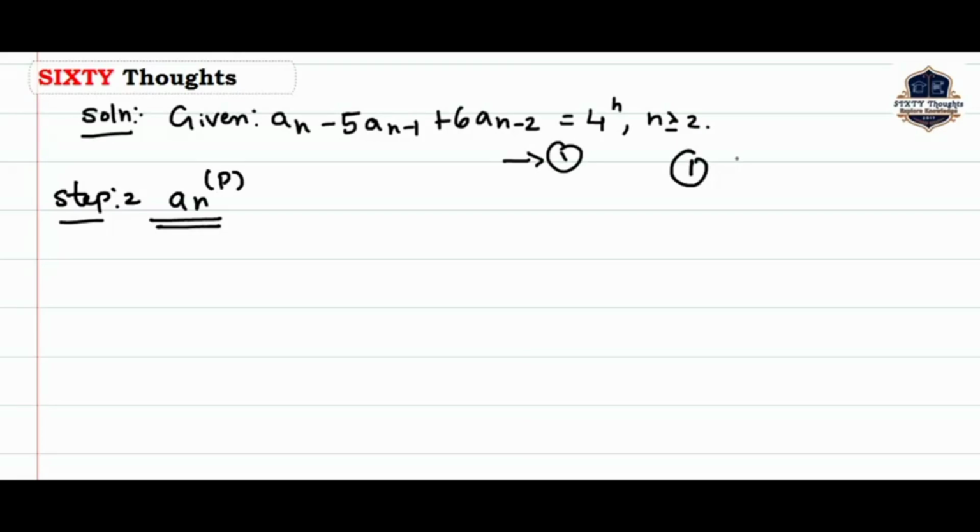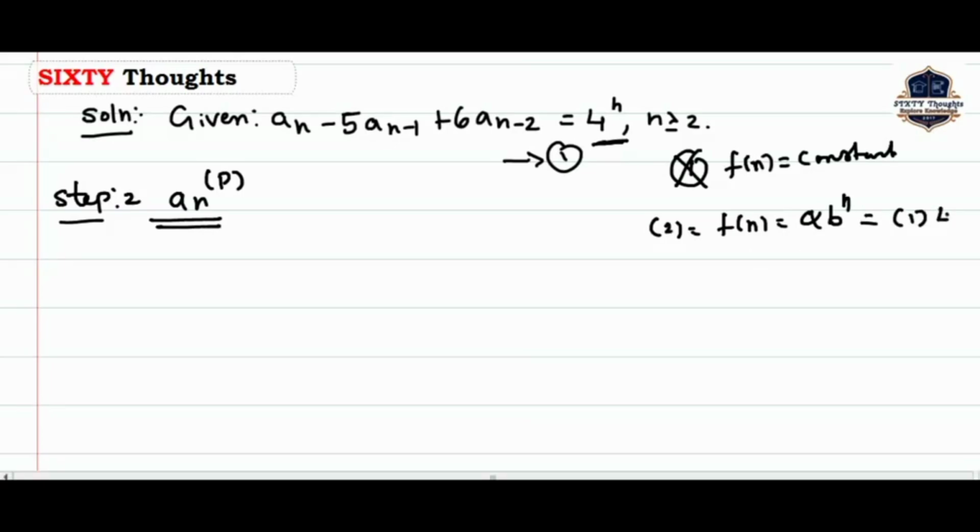What is type number 1? F of n, that means the right hand term is a constant. Whenever we get a constant, it is called the type 1 model. Here the right hand side term is 4 power n, which is not a constant, so type 1 does not satisfy. Go for type 2. What is type 2? F of n equal to alpha into b power n, where alpha is a constant and b is some number. You see the right hand side of the given equation satisfies this form, where we write 1 into b power n.